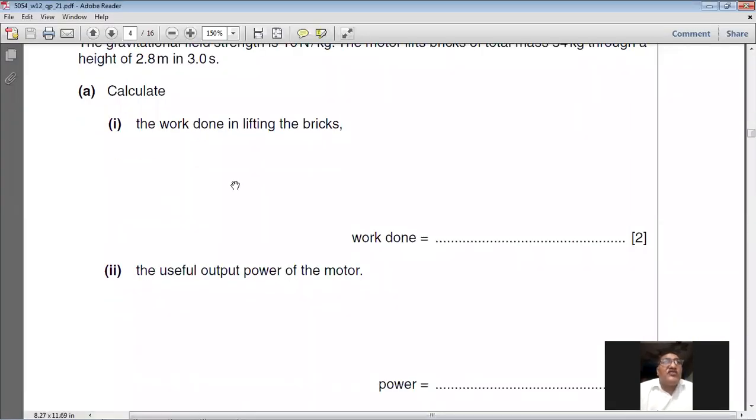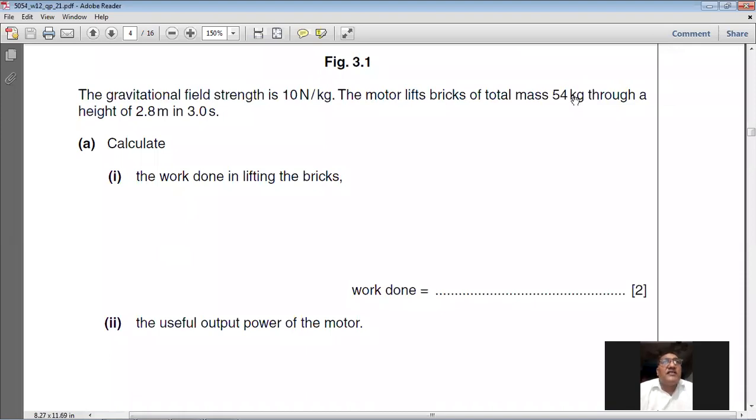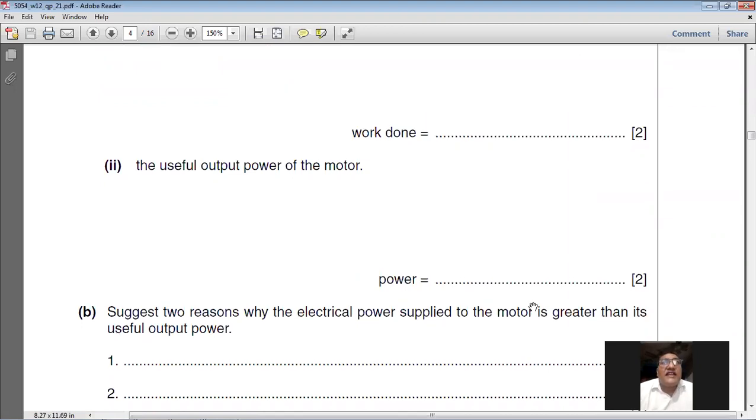So the first question was the work done in lifting the bricks, and here we have the mass of the brick. We know the value of g, and we know the height. So mgh, and that was a 2-mark question. Then the next question was also 2 marks. He asked for the useful output power of the motor. I just showed you the answer. The power is equal to work done divided by time. The work done you just calculated, and the time taken is 3 seconds. Just divide that work done by 3 seconds, and you will get the answer, and the unit will be watt.